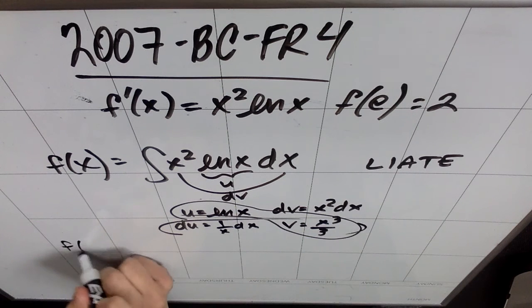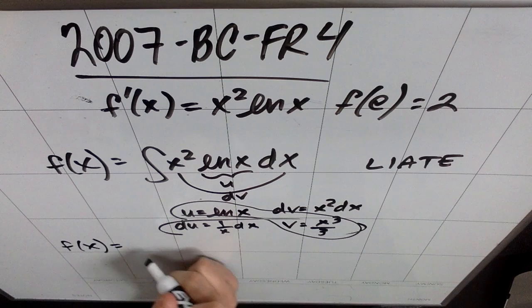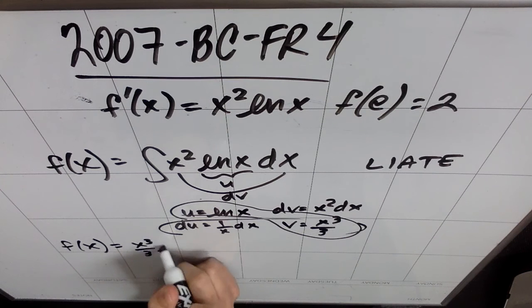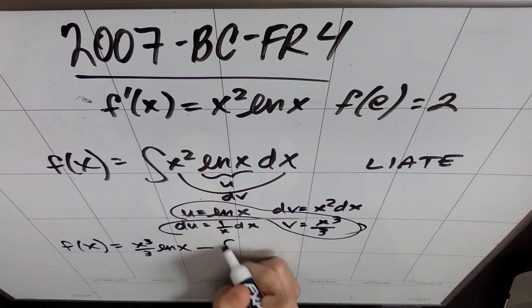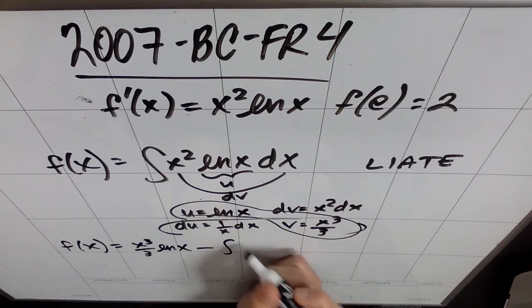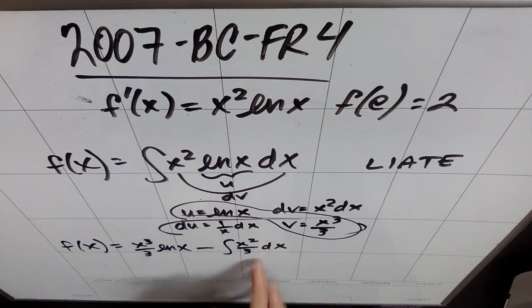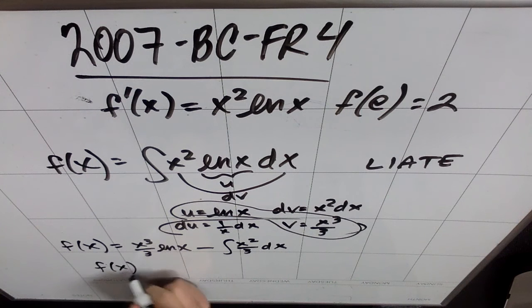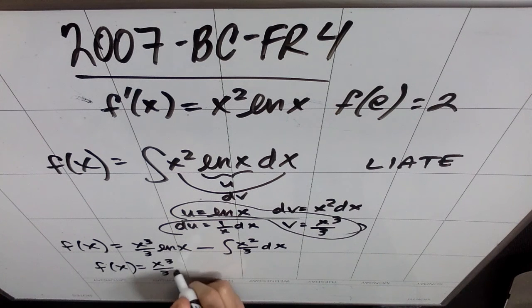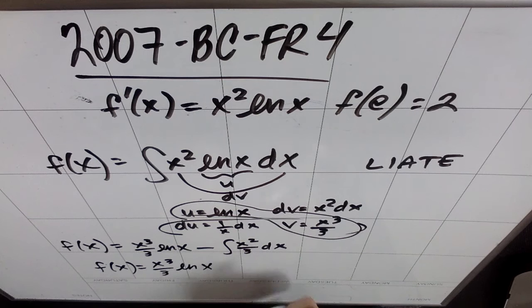So my f of x is going to be uv, which would be x cubed over 3 times this natural log, minus the integral of v du, which is going to end up being x squared over 3 dx, right? Which I can now integrate. So my f of x is going to be x cubed over 3 natural log of x. When I up the power by 1 and divide by the new power, I end up getting x cubed over 9, right, because it was already over 3, plus some constant of integration. We save the constant of integration until we've gotten through the last one of these integrals.